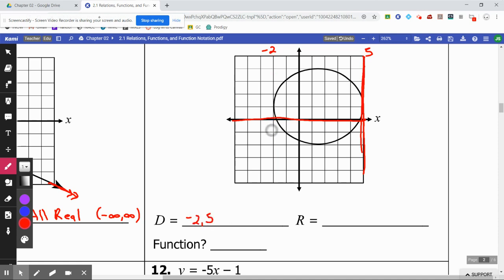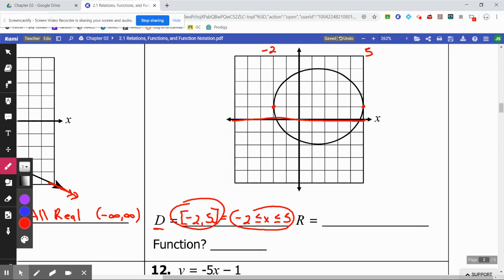Now the question is, do I put a parentheses or do I put a bracket? Do I include -2? Do I include 5? Well, if a point is actually located on the graph at -2 and 5, then they are included. A reminder that we could also write that as an inequality: -2 is less than or equal to x, because it's the domain, it's all the x's, and then it goes up to 5. Either one of these answers is okay, whether you use interval notation or inequalities.